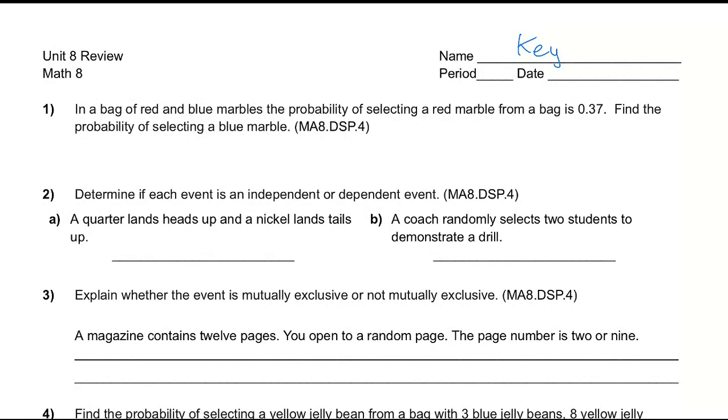All right, I'm going to start this. Okay, so this is going to be the answer key for the probability review. I'm going to try to make it pretty quick.